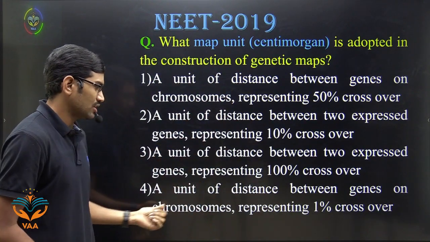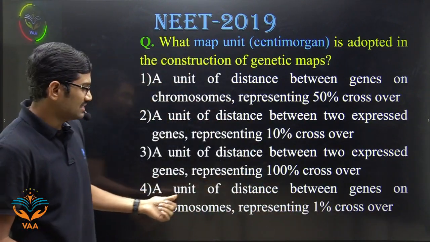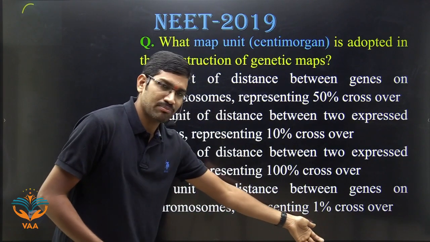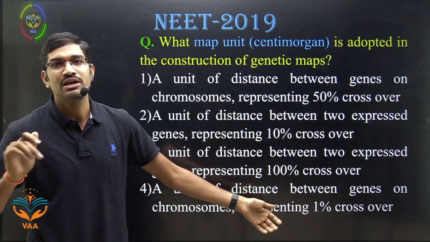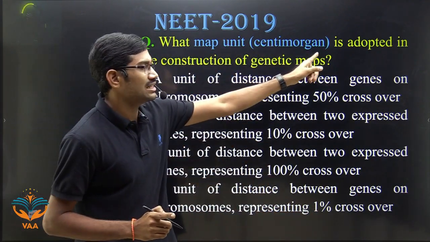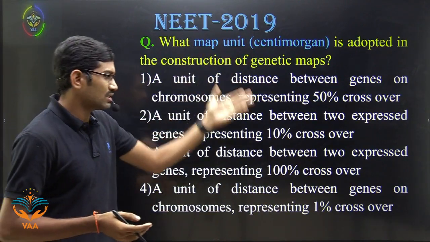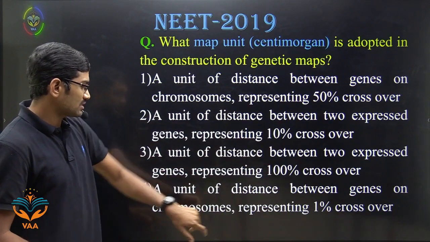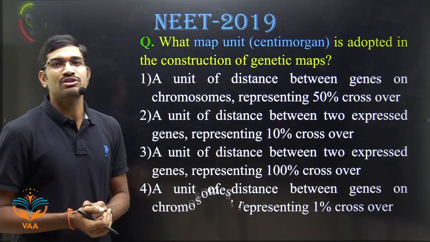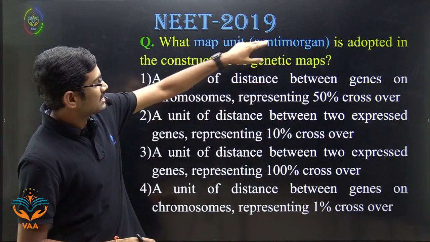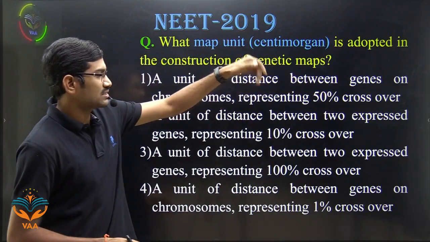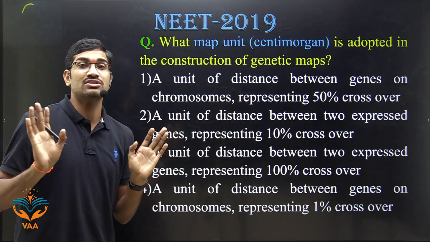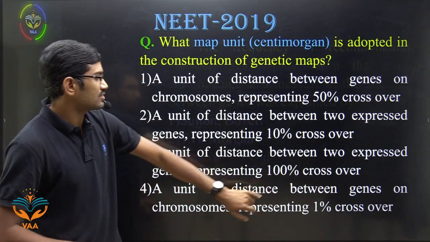The same thing they are asking. The unit of distance between the genes on chromosomes representing 1% crossing over. 1% crossing over means 1 centimorgan or 1 map unit. This is what the definition is. So simply the definition they have asked here. The answer for this will definitely be option 4 only, because in the others they are saying that 1 centimorgan is 50% crossing over, 10%, 100%. So that is wrong. Please remember this one.